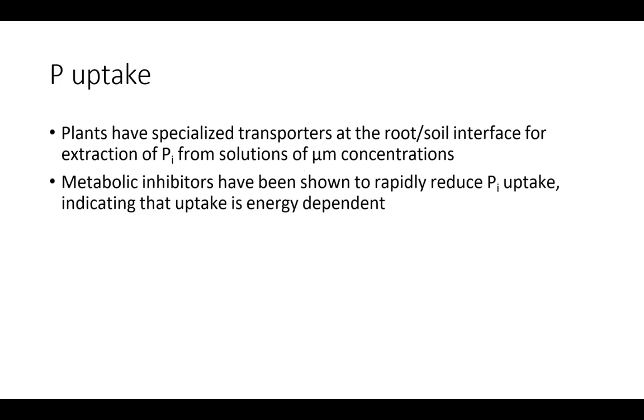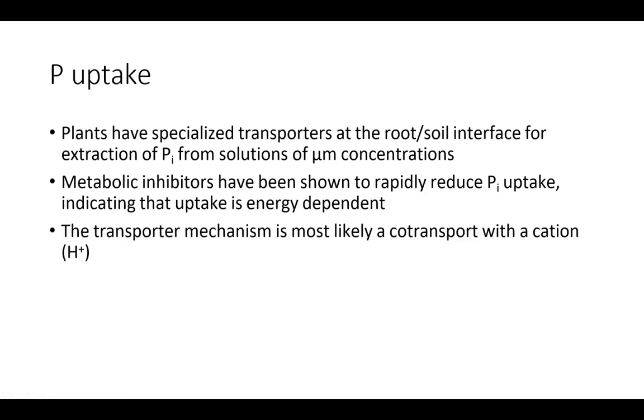Metabolic inhibitors have been shown to rapidly reduce inorganic phosphorus uptake, indicating that uptake is energy dependent. So this is one of those materials that actually requires energy to move it across. And this would make sense because when the material is picked up by the plant, it's going to be converted into a form that is useful to the plant, such as ATP. The transporter mechanism is most likely a co-transport with a cation of hydrogen. So you move the hydrogen across the membrane as you pick up the phosphorus. This would allow for acidification of the outside part. This would also allow for the material to generate an electrochemical gradient across the membrane, which will allow for pickup.